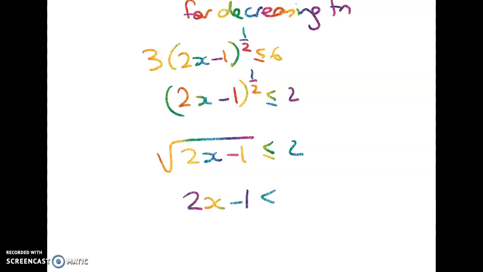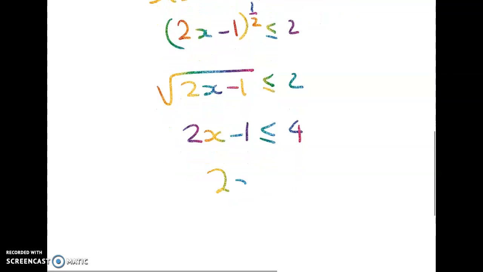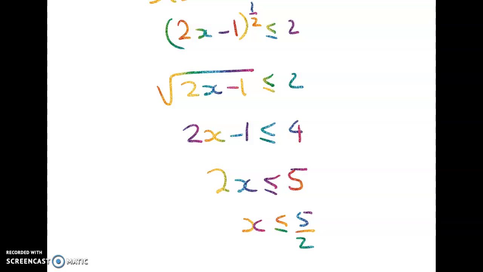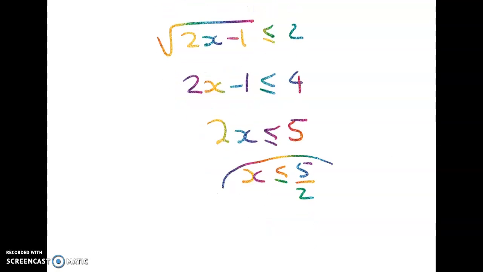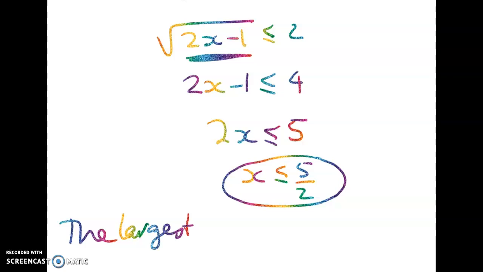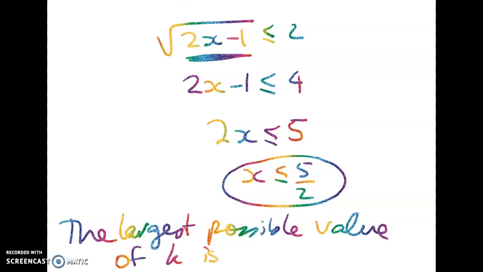So we have 2x minus 1 less than or equal to 4. 2x is less than or equal to 5. x is less than or equal to 5 over 2. What this is saying is that whenever x is below this number, and obviously equal to 1/2 or more, we'll have a decreasing function. So the largest possible value of k for which the function is decreasing is k equals 5 over 2. Always good to write it in a sentence.